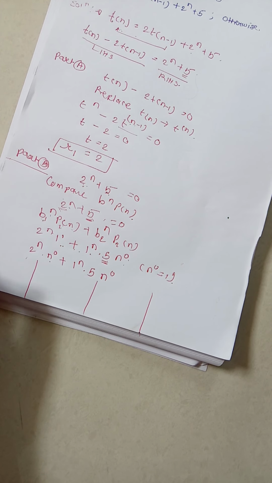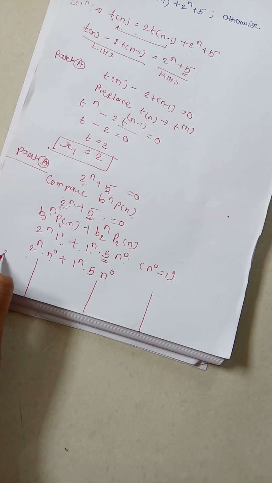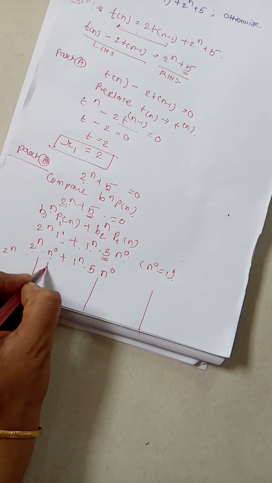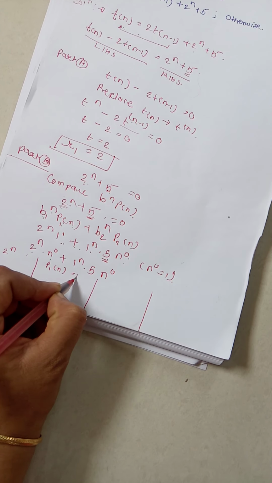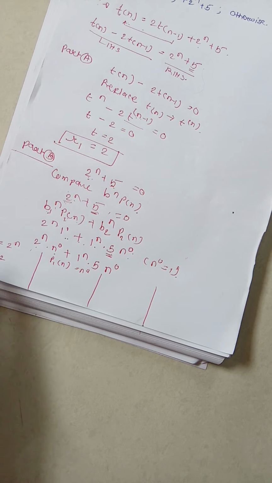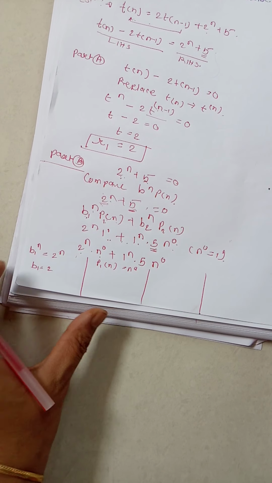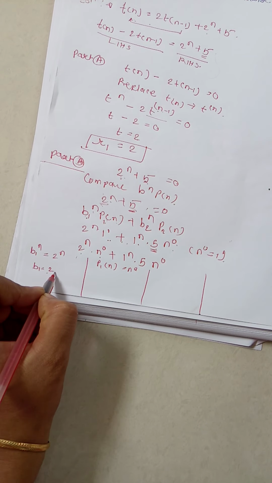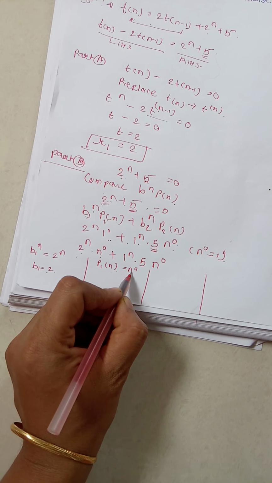First is b1 to the power n is equal to 2 to the power n. Fine. Then p1 of n is n to the power 0. So b1 is 2. My first root is b1, which is 2. Fine. So p1 of n is n to the power 0.